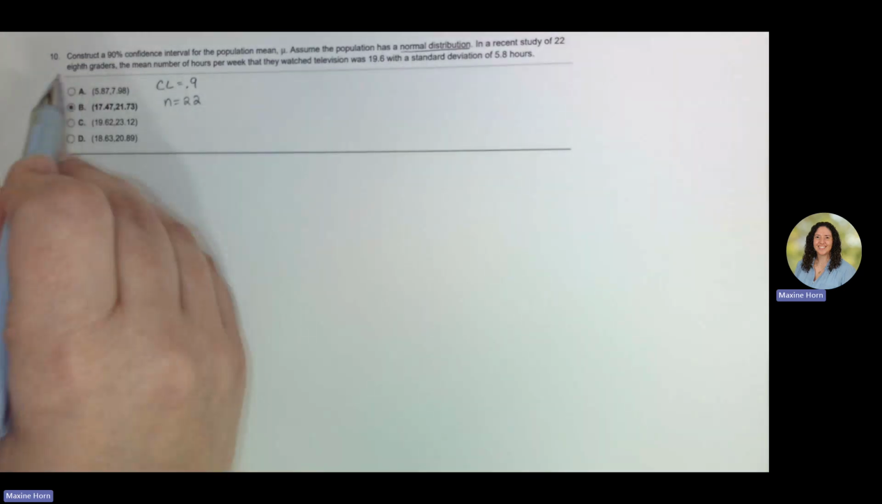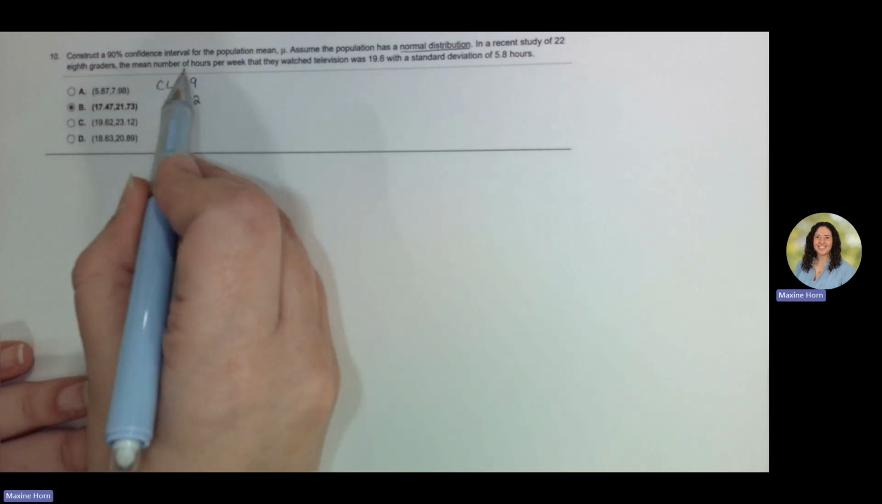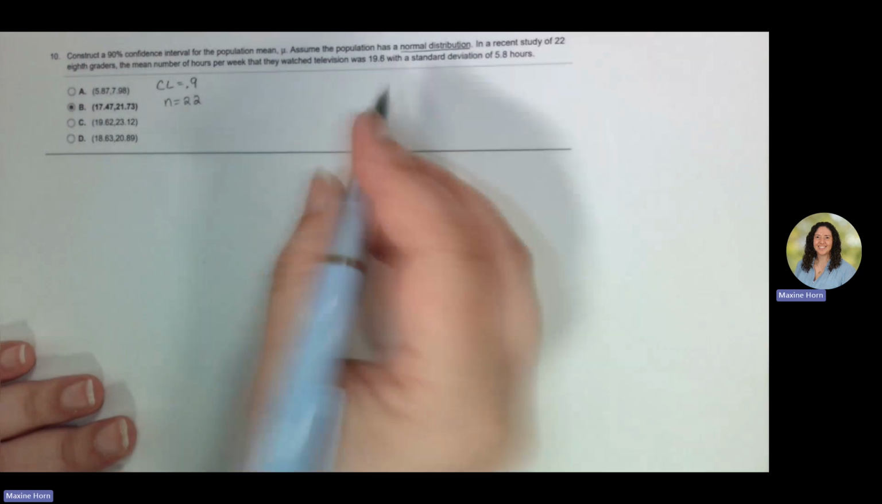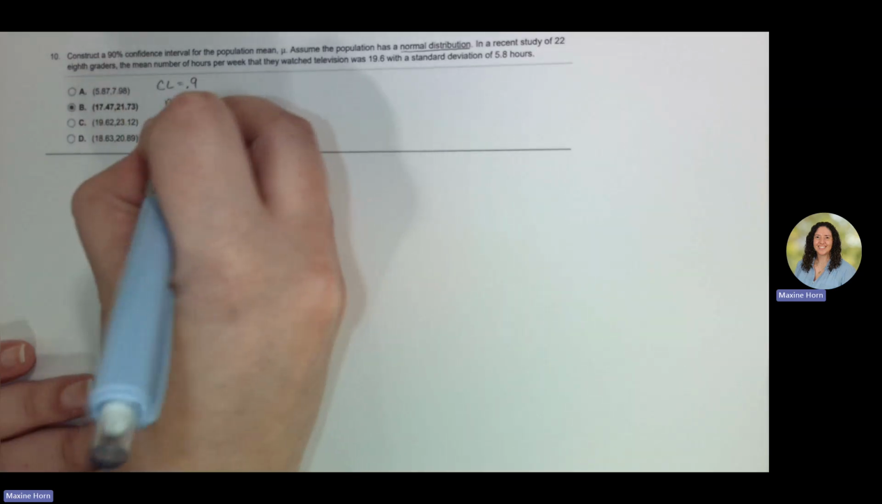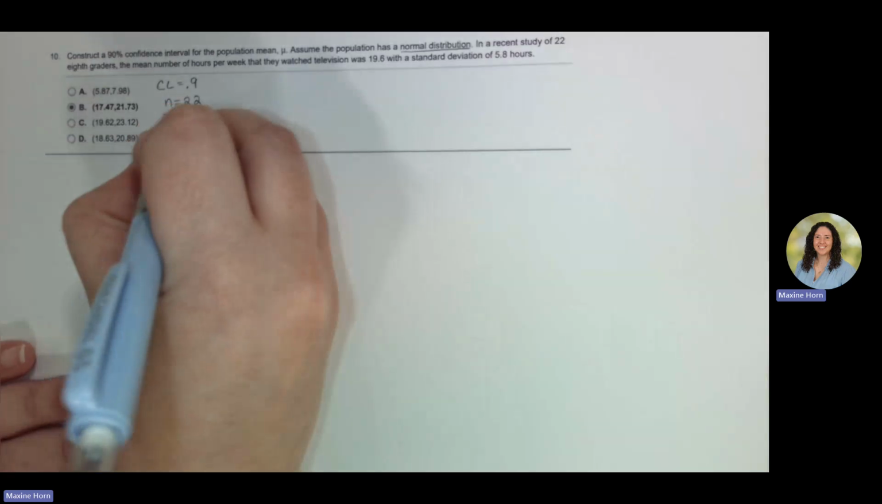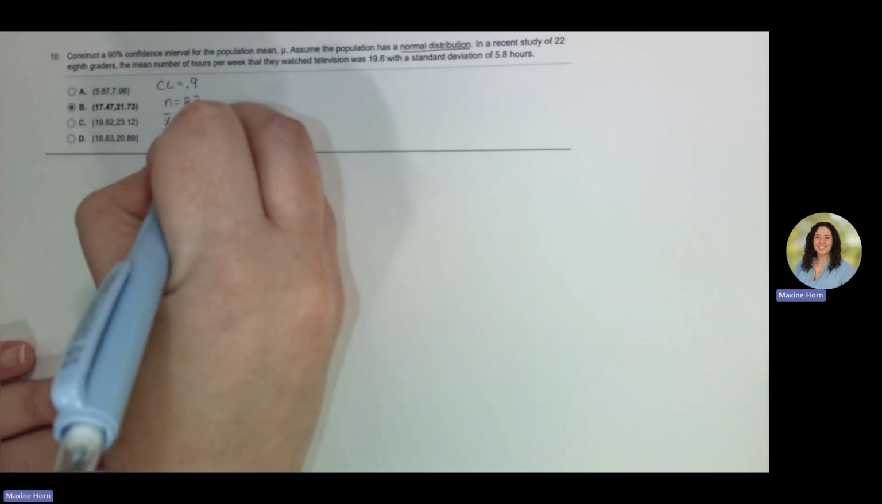Okay, in a recent study of 22 eighth graders, the mean number in that sample of hours per week that they watched television was 19.6. Okay, so that sample mean was 19.6 with a standard deviation of 5.8. So that's a sample standard deviation of 5.8.